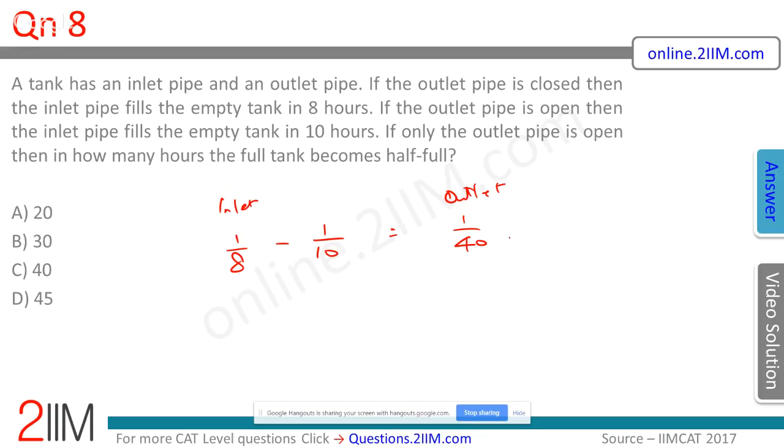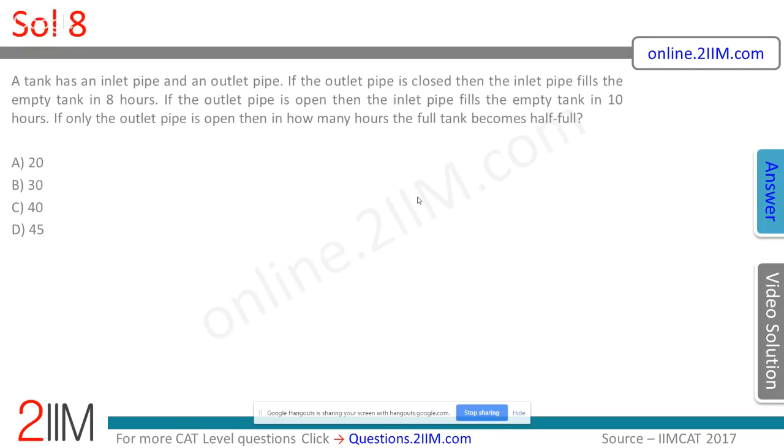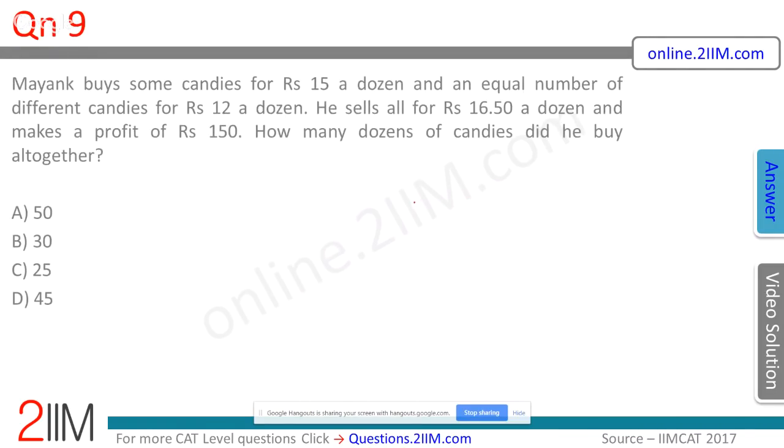If only the outlet pipe is open, how many hours does the full tank take to become half full? 20 hours. The outlet pipe takes 40 hours to drain the full tank, so 20 hours to drain half of it.